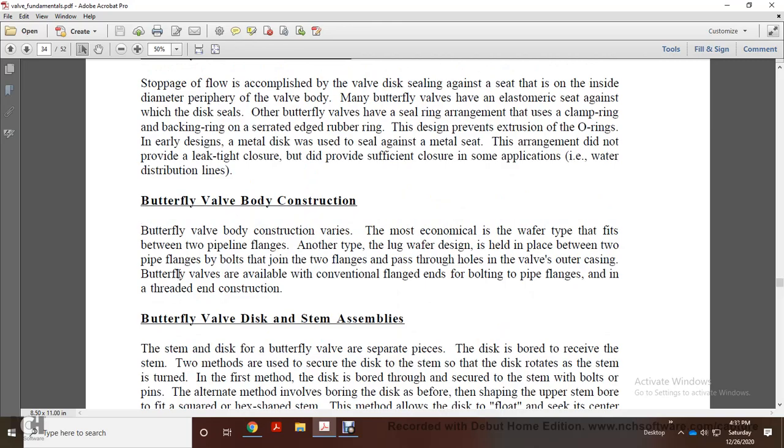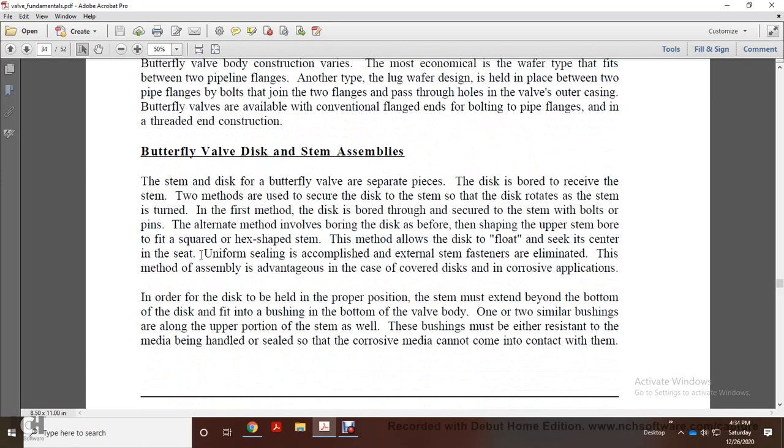Butterfly valve body construction. Butterfly valve body construction varies. The most economical is the wafer type, which fits between two pipe flanges. Another type is the lug wafer design, which is held in place between two pipe flanges by bolts that join the two flanges and pass through holes in the valve outer casing. Butterfly valves are also available in conventional flange ends, bolted to two pipe flanges, and in threaded end construction.